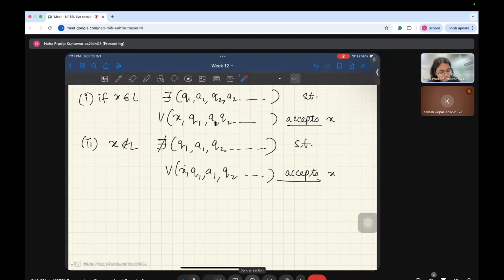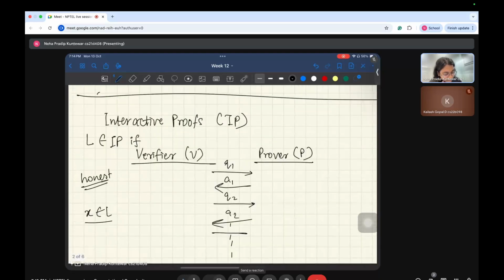In other words, if x is in the language, we always want the verifier to accept. If x is not in the language, we always want the verifier to reject. Now this prover P is an all-powerful prover. That is, P has infinite computational power, and the verifier V is a polynomial time verifier. So that immediately means that these queries and answers cannot be more than poly-sized, because the verifier cannot run that long. However, the prover can do an infinite amount of computation at their end.